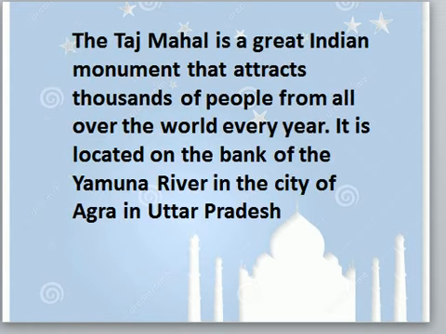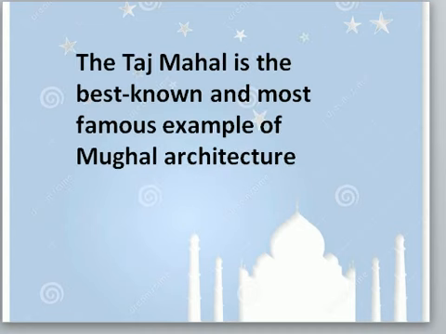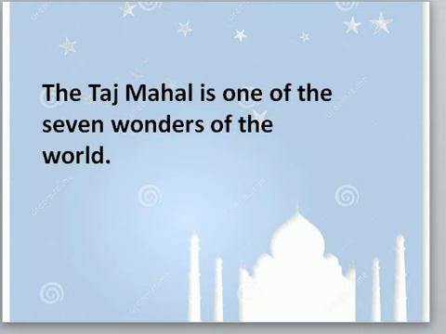Taj Mahal is a great Indian monument that attracts thousands of people from all over the world every year. It is located on the bank of Yamuna River in the city of Agra in Uttar Pradesh. It is known as the symbol of love, as Mughal Emperor Shah Jahan built it in the memory of his wife Mumtaz Mahal. The Taj Mahal is the best known and the most famous example of Mughal architecture. Taj Mahal is one of the 7 wonders of the world.